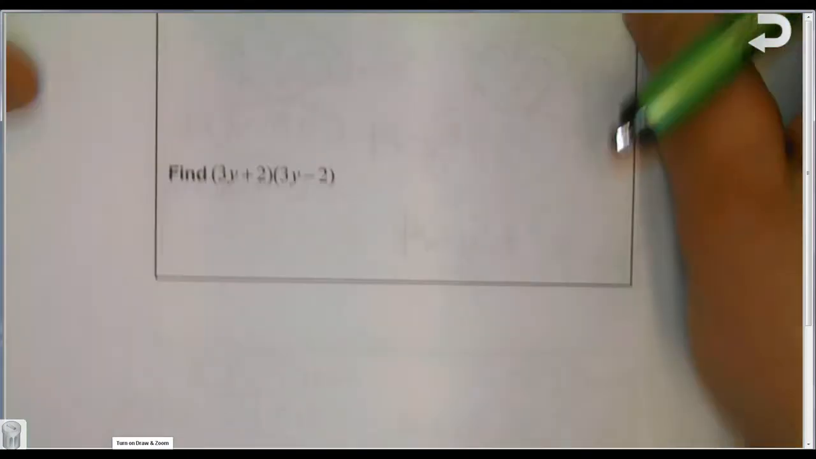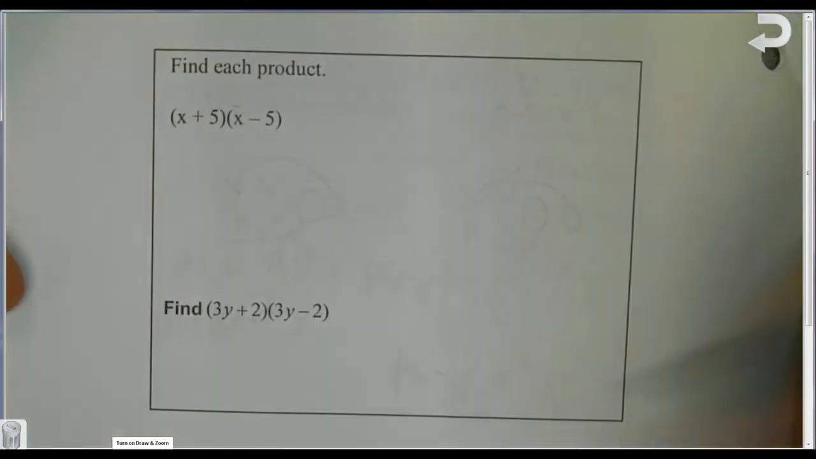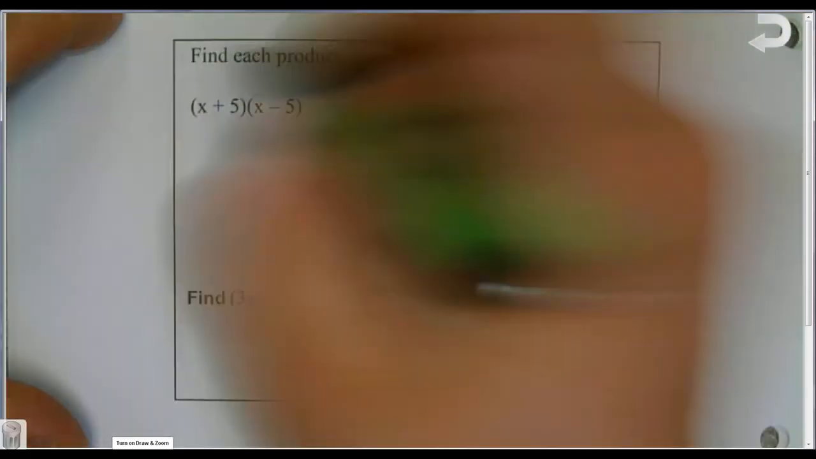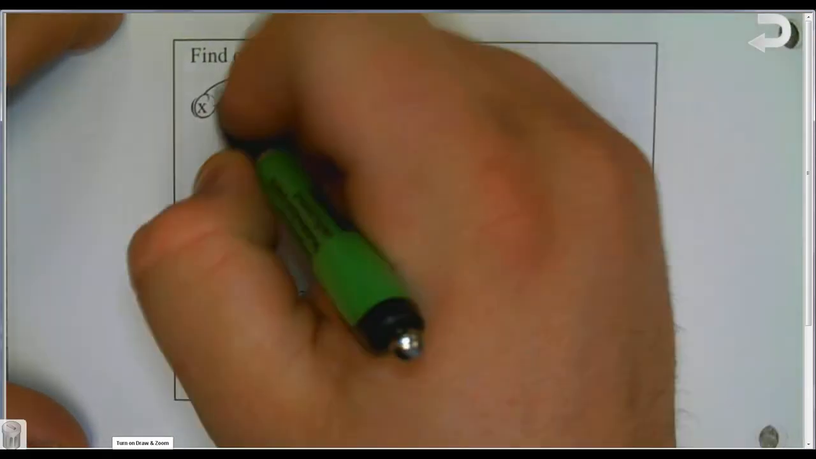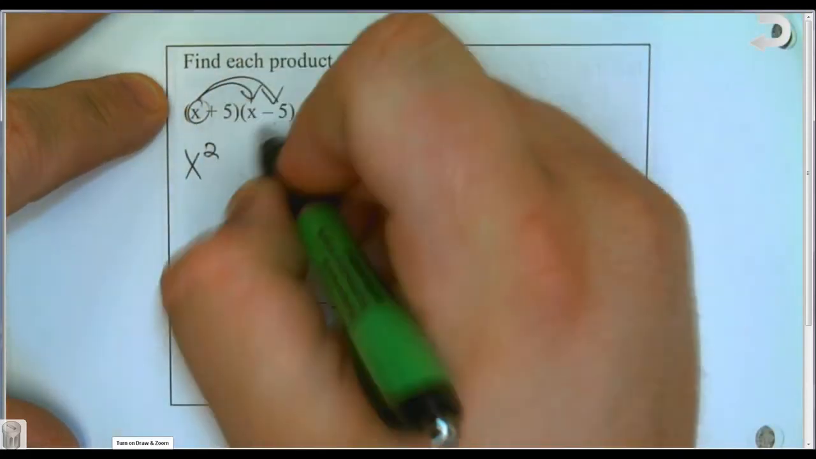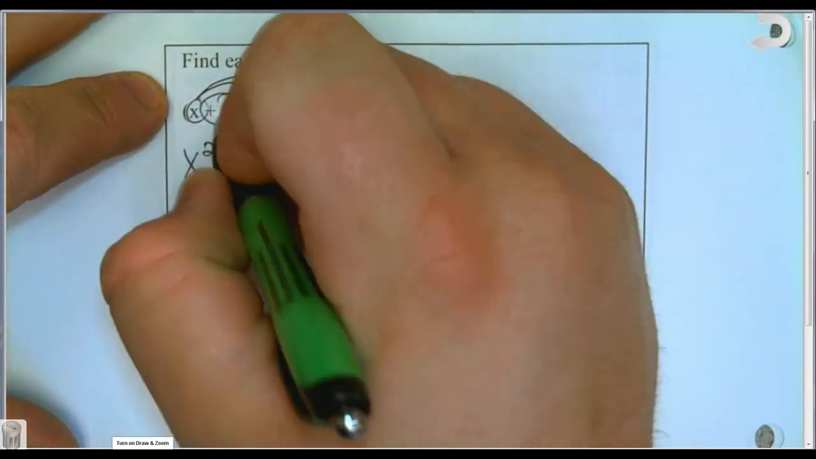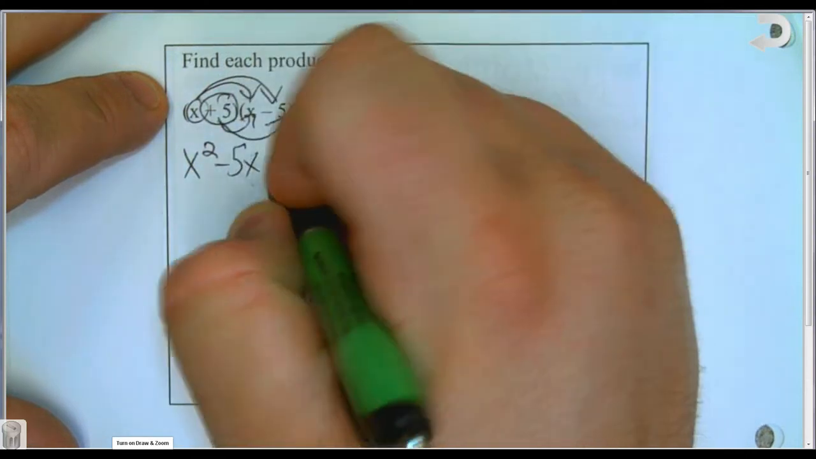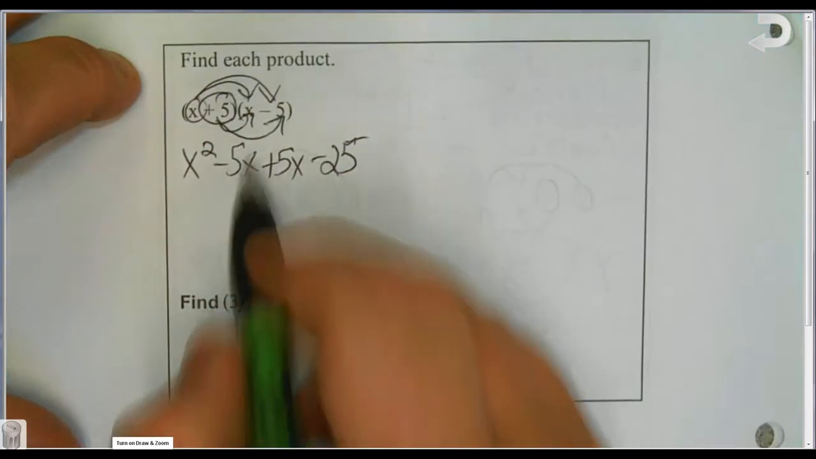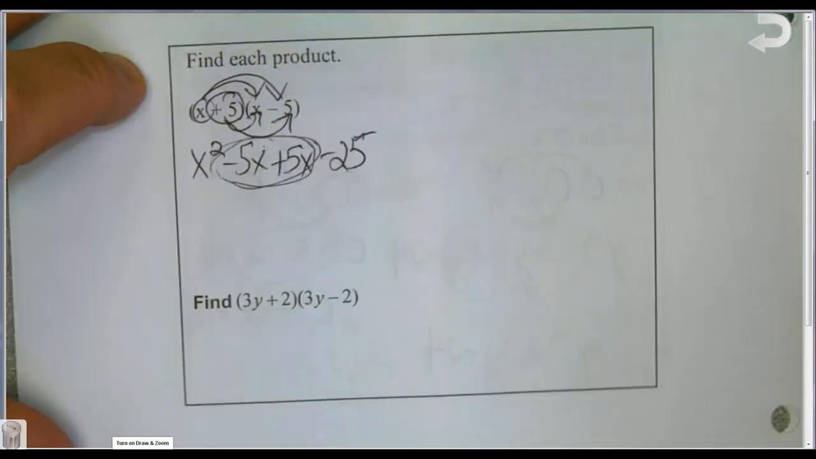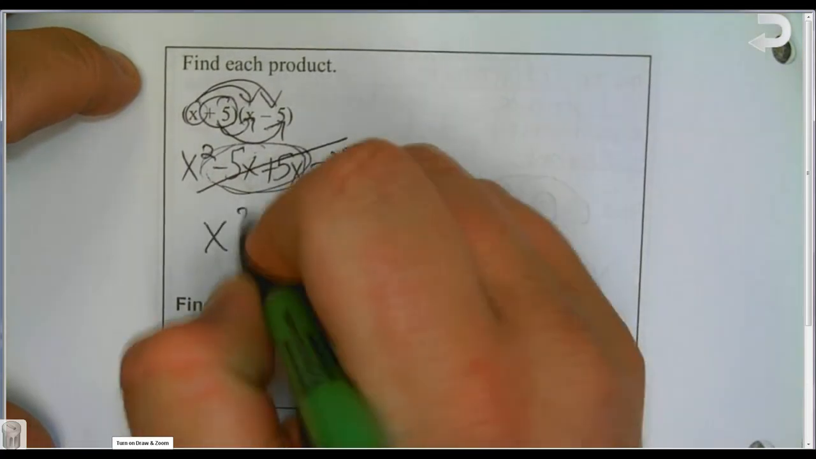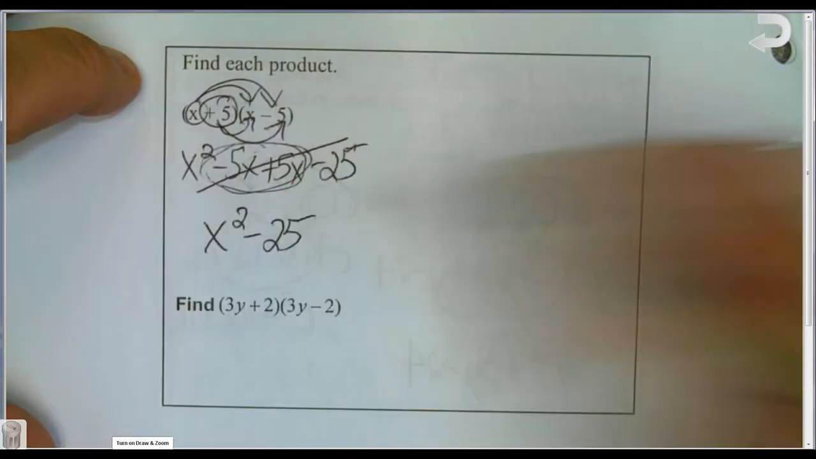The other exception is when you have a positive and a negative number on the back side of the parentheses and it's the same number. Let's watch what happens. X squared minus 5x plus 5x minus 25. What happens when I combine these two? They cancel out. So my final answer is x squared minus 25.